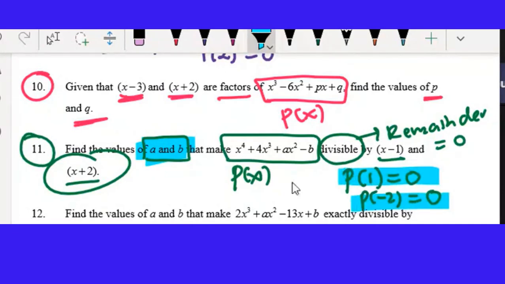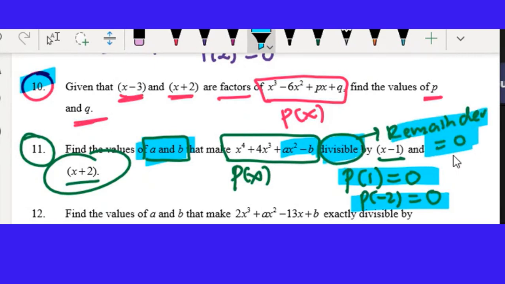So, same like number 10 ini. Okay, kita guna simultaneous equation. Solve for A and B. Ini kan, unknown dia. Tapi you faham. Kena faham, divisible maknanya remainder 0.